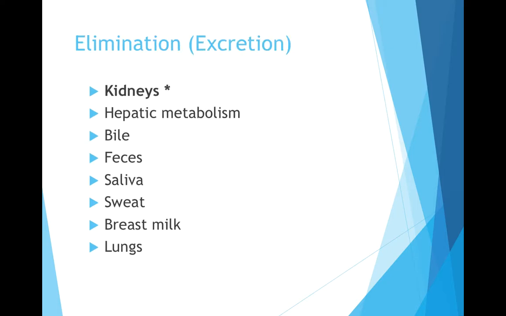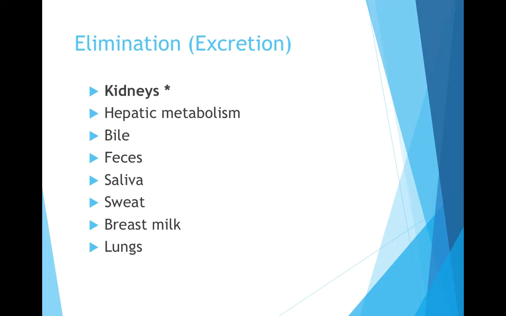So elimination then is the removal of drugs from the body, and elimination can occur in all the areas that you see here listed, but the most common one, of course, is the kidneys. They filter the free unbound water-soluble drugs and drugs that are unchanged. Protein-bound drugs are not filtered by the kidney until they can be released as free drug. And then they still may have to go to the liver to be broken down from a fat to a water-soluble compound.